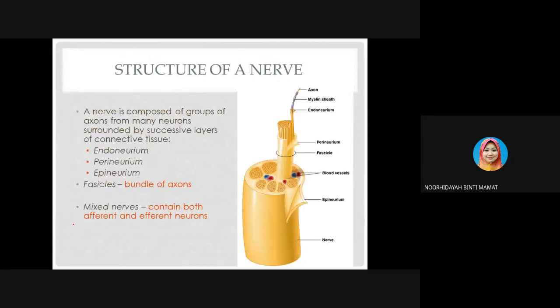So this is the review of the structure of the nerve. A nerve is composed of groups of axons from many neurons, surrounded by successive layers of connective tissue. This is one neuron. A group of neurons we call a fascicle, a bundle of neurons. So a nerve is composed of a group of neurons. The nerve is surrounded by three connective tissue layers: the first one is the endoneurium, then the perineurium, and the third one is the epineurium. So this is the structure of the nerve.